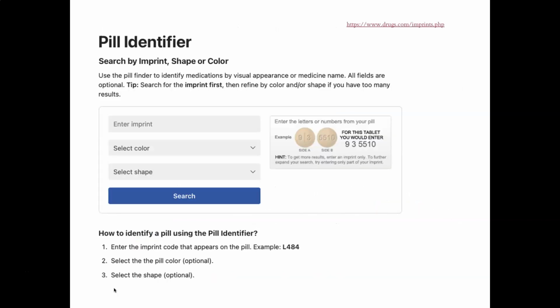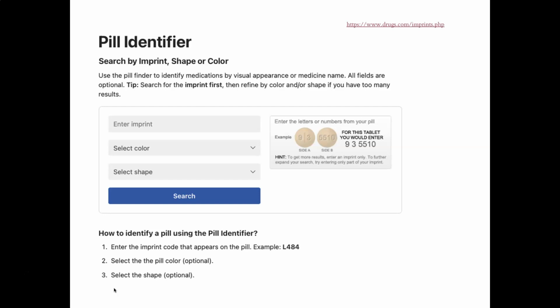The second place you can go to is a website called drugs.com. And again, the link is here on the slide. They have what's called a pill identifier. And you can put in the imprint, the color, the shape, and it'll help you find what drug it is and be able to identify it.